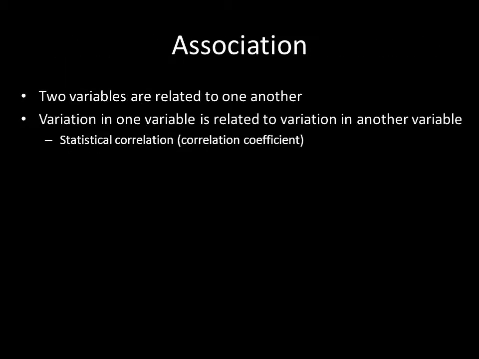Association refers to when two variables are related to one another. That is, variation in one variable is related to variation in another variable. So when one variable changes, you observe a change in another variable subsequently. This is also referred to as a statistical correlation, which might be represented by something like a correlation coefficient, which ranges from 0 to 1, and represents the degree to which two variables are associated as a numerical indicator. Association is one of the first steps. It's basically linking changes in one variable to changes in another variable. This is often the first step in most social research when you're trying to establish a causal relationship.